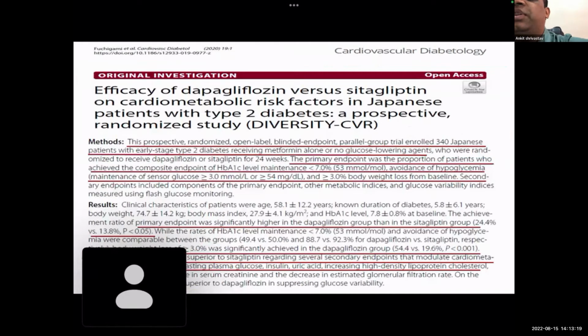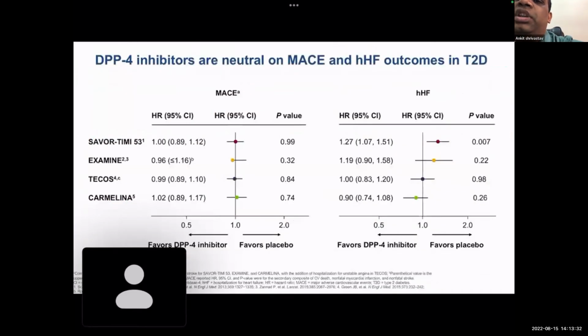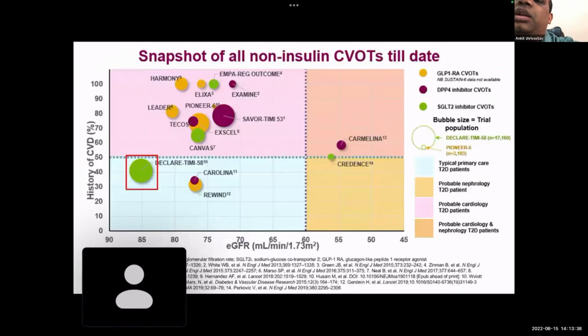Efficacy of dapagliflozin versus sitagliptin on cardiometabolic risk factors in Japanese patients with type 2 diabetes, a prospective randomized study, which is the DIVERSITY-CVR. DPP-4 inhibitors are neutral on MACE and heart failure outcomes in type 2 diabetes. And if you look at the snapshot of all non-insulin CVOTs till date, you'll find all the SGLT2 inhibitors are in the safe zone.